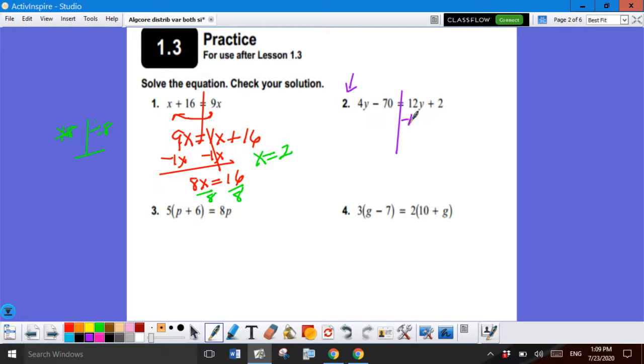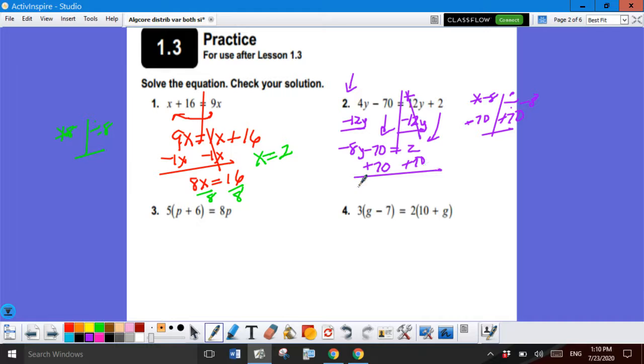All right, let's see how you did. So the first thing I'm going to do is move the 12y to the other side. So the opposite of a positive 12 is a negative 12. Cross it out. 4 minus 12 is negative 8. So I dropped my negative 70. I dropped my 2. Now think back. This is times negative 8, divide negative 8, minus 70 plus 70. So the first thing I'm doing is adding 70. So negative 8y is equal to 72.